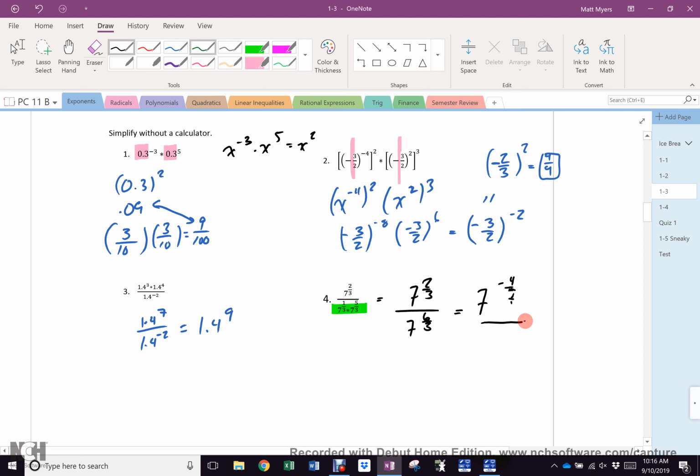what would I do with that negative 4/3? What happens to this 7? It reciprocates, so I get 1/7 to what power? To what power? To the 4/3.